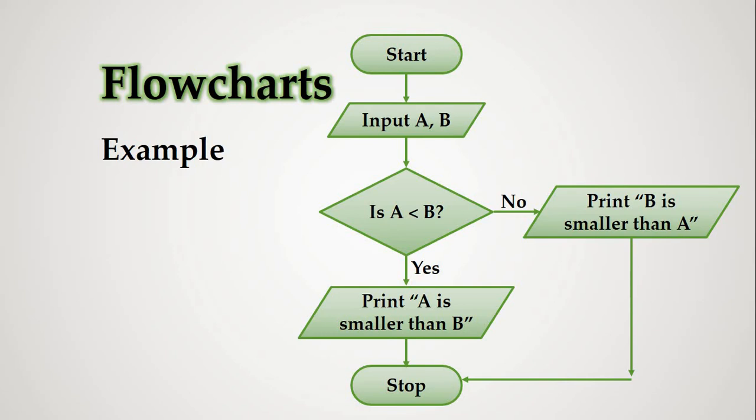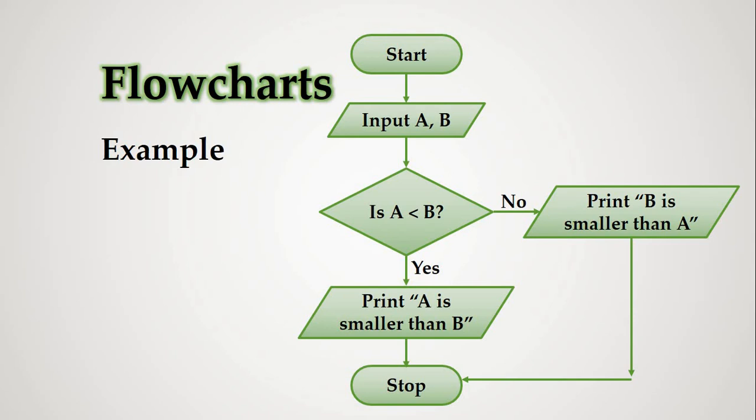Next is a condition using the diamond shape. We check the condition. If the condition is true, or yes, it goes to the true statement. If the condition is false, or no, it goes to the false statement. Here the condition is A less than B.